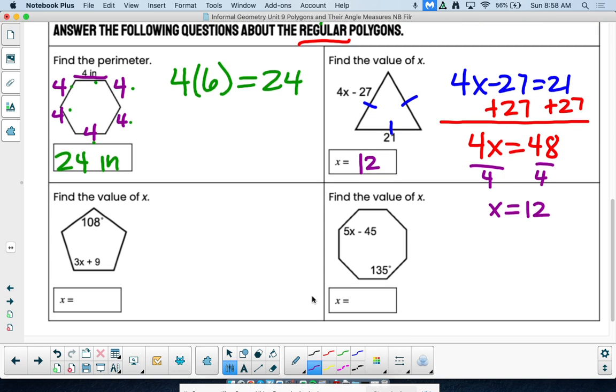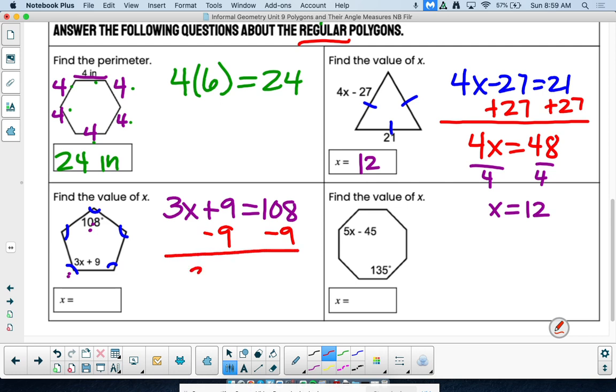And now we're moving into the angles inside here. It says find the value of x. So again, remember it's regular, so all of our angles are congruent. So if I'm looking for the value of x, I know that these two angles are the same, right? So 3x plus 9 equals 108. Again, just a 2-stepper, subtract the 9 over. 3x equals 108 minus 9, which is just 99. Divided by 3. x should be 33. Perfect.